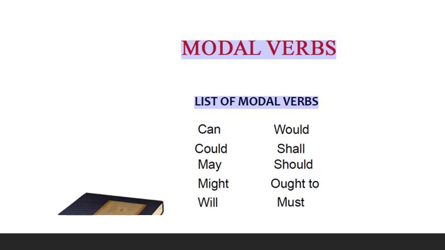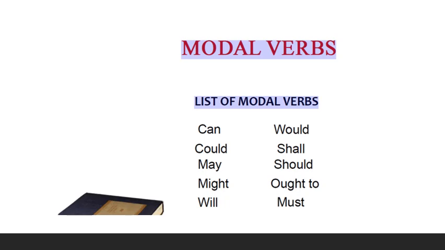Now let us see the list of modal verbs: can, could, may, might, will, would, shall, should, ought to, and must. You have been studying these modal verbs right from your lower classes, isn't it? So you should know the usage of these modal verbs. Let us have a quick recap of their use.